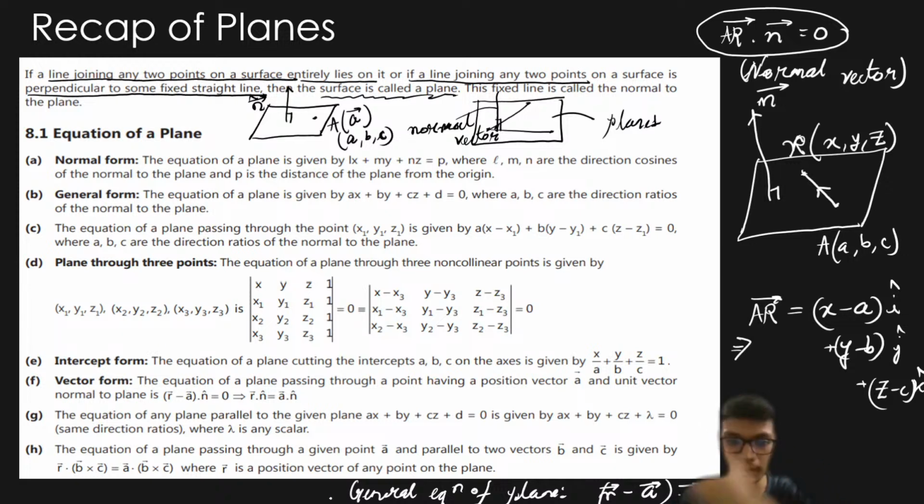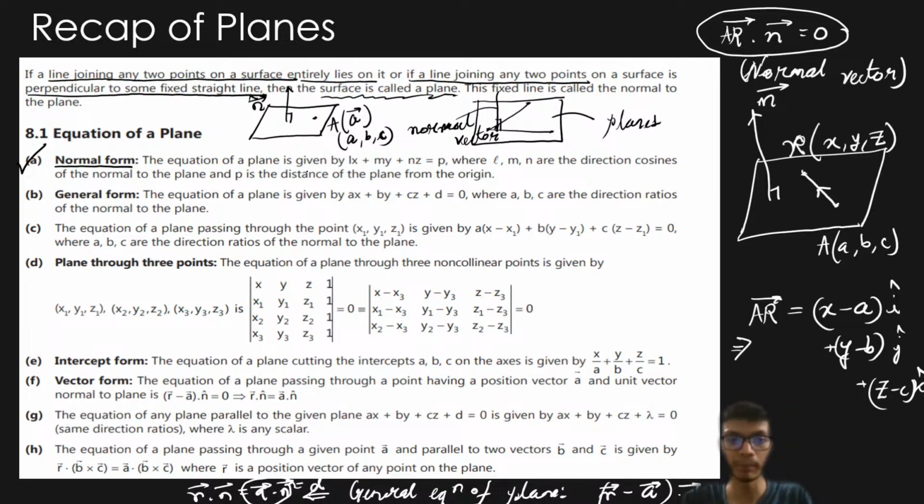This gives me the general equation of the plane as R dot n equals A dot n, right? And A dot n is basically a constant number, which I can call D. So R dot n is equal to a constant. That is the general vector form of the equation of a plane. That is what I've written over here. So you can see the general form, the equation of planes can be written first of all in normal form.